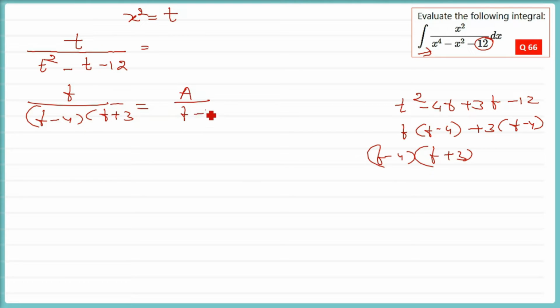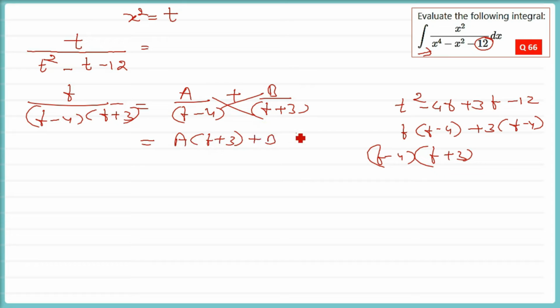You can just write A divided by t minus 4, and then B divided by t plus 3, in order to get A and B, and then integrate these two terms separately. If you wouldn't have taken t equals to x square, then solving this question would have been harder. But we have simplified it now. Now take the LCM: A multiplied by t plus 3, then B multiplied by t minus 4. In the denominator we have t minus 4 and t plus 3.